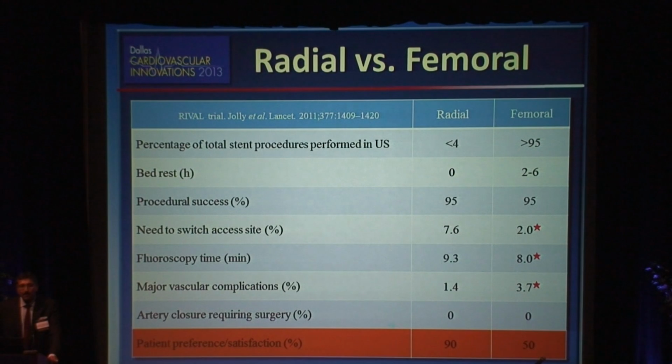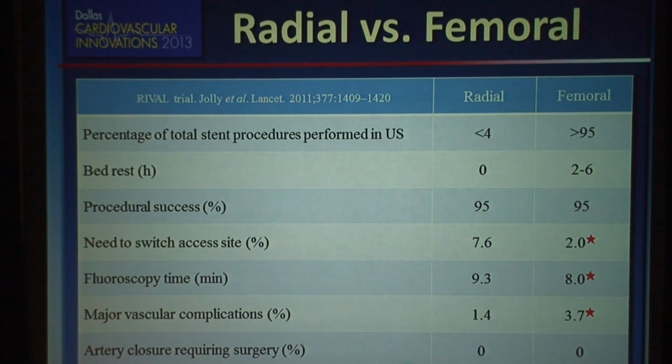In terms of patients' preference for the procedure, I've highlighted that in yellow. All the other outcomes are shown in white. But look at the difference in patients' preference after the procedure. 90% favored that if they ever have to come back, they would like to have the radial approach versus 50%. And if we are patient-centric physicians and patient-centric hospitals, we really have to take this into close consideration.